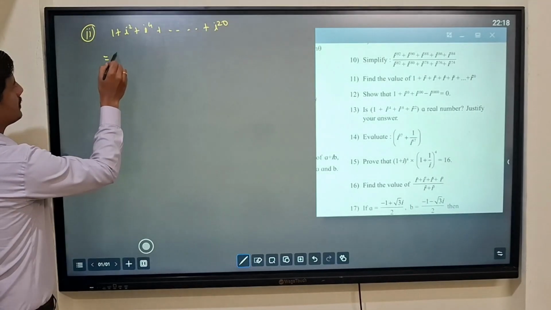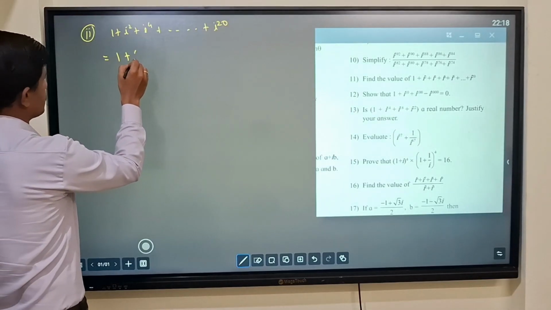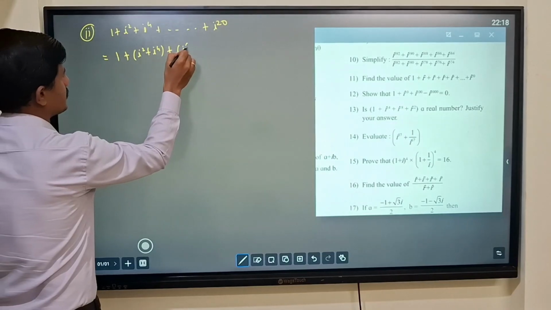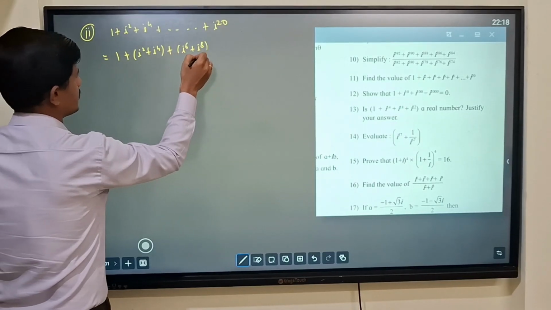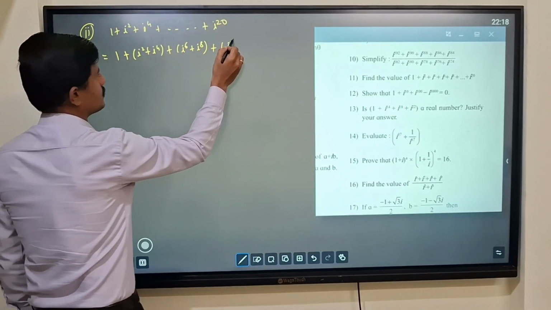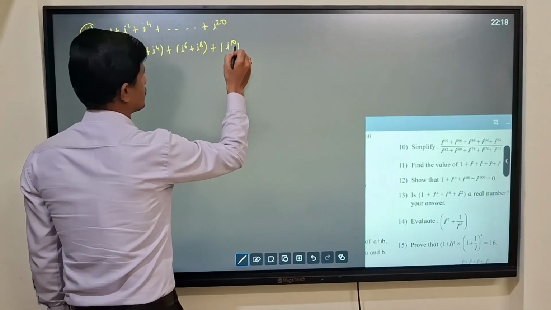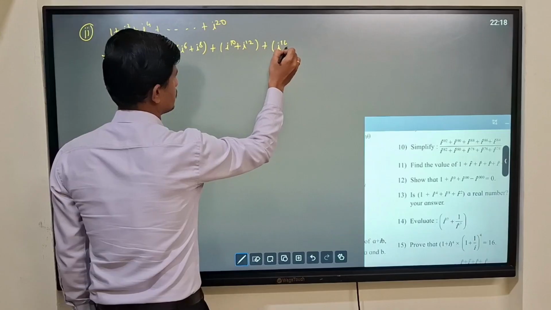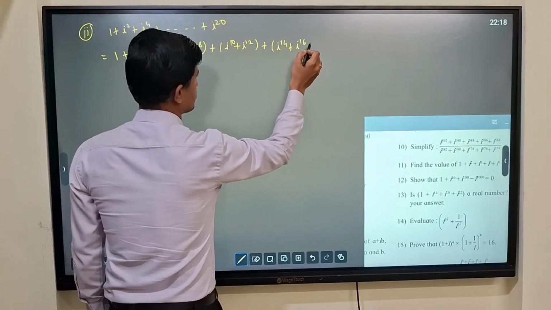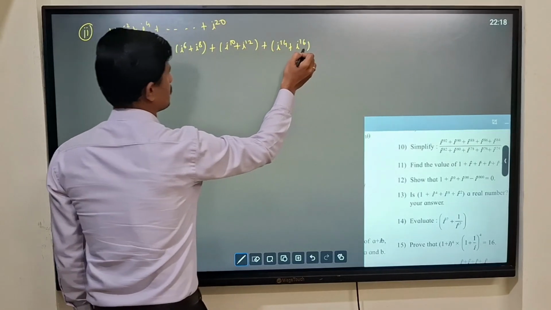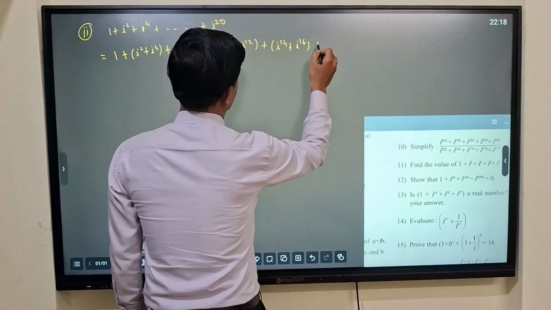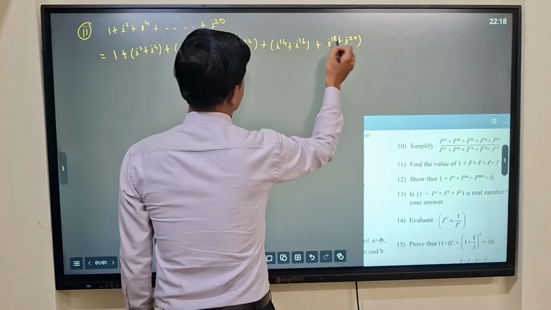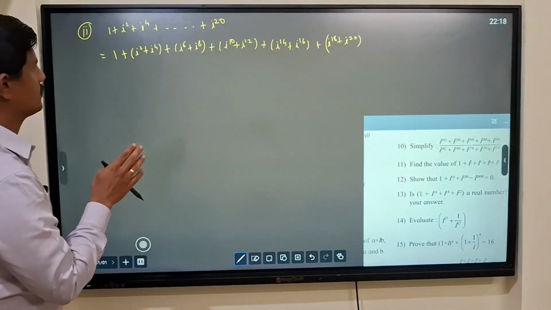So we can write this as 1 plus i square plus i raised to 4 plus i raised to 6 plus i raised to 8 plus i raised to 10 plus i raised to 12 plus i raised to 14 plus i raised to 16 plus i raised to 18 plus i raised to 20. That is 1, 2, 3, 4, 5 plus 1.